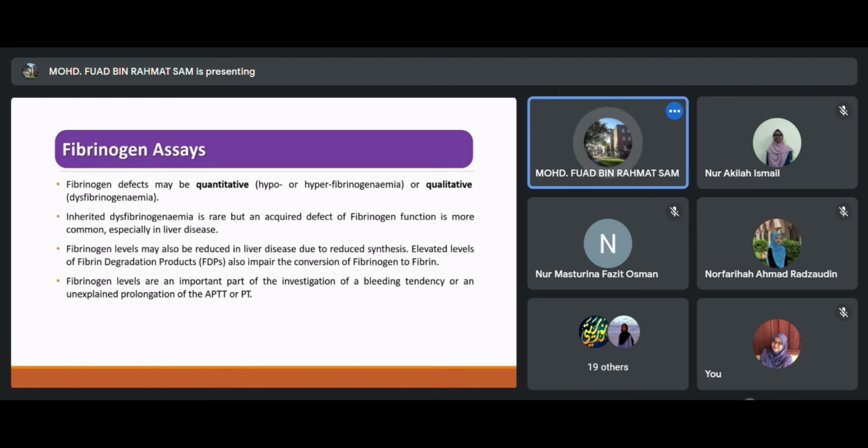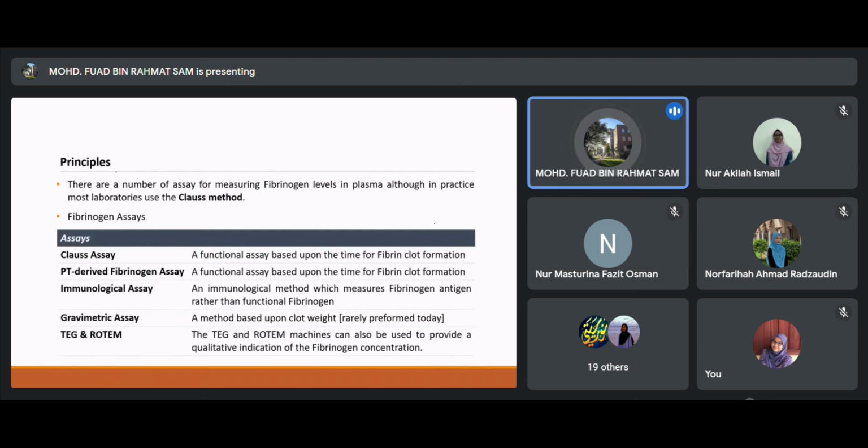So in principle, there are a number of assays for measuring the fibrinogen levels in plasma, although in practice most laboratories use the Clauss method. There are many assays to measure fibrinogen, but what we usually use is the Clauss method. So we have the Clauss assay, PT-derived fibrinogen assay, immunological assay, gravimetric assay, TEG and ROTEM assay. But the most commonly used laboratory method for measuring fibrinogen is the Clauss fibrinogen assay.